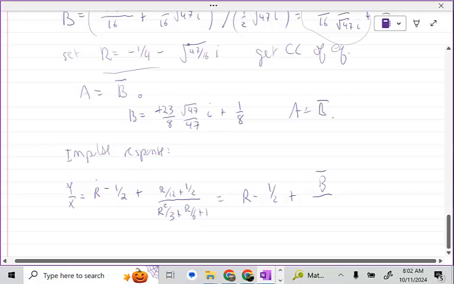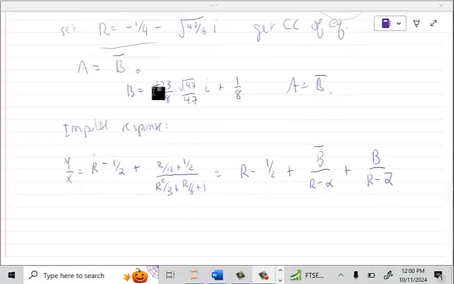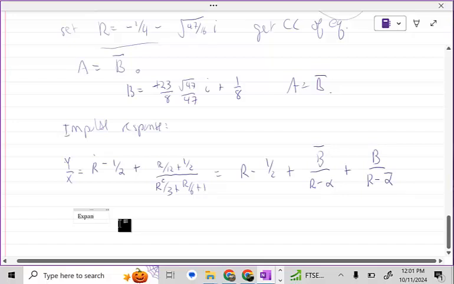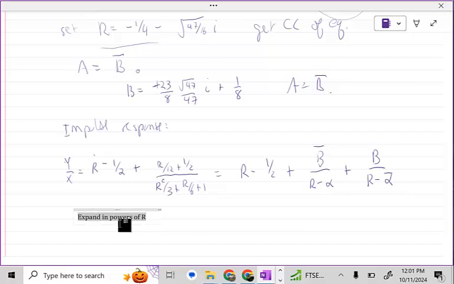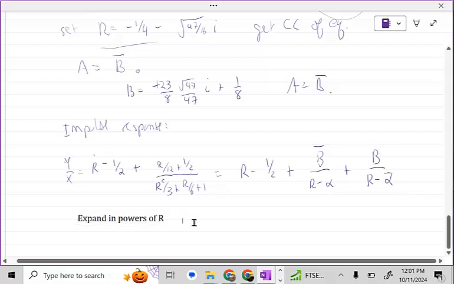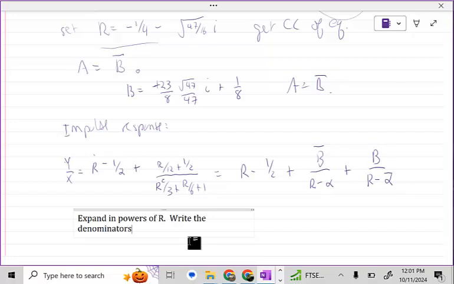Here I'll just write this for now as R minus alpha, because I know it has some root. And then this is going to be plus B over R minus alpha conjugate. Now I'm just going to leave the alpha and the B in and fix it afterwards. I think it will be easier to write. Now I want to expand this out in powers of R. That's the key to finding the impulse response, because the powers of R become delays. So in order to do that, I want to write the denominator as 1 over, and then I want to have 1 minus something, because then I can use the 1 over 1 minus x expansion, which I know is equal to 1 plus x plus x squared, and so on.